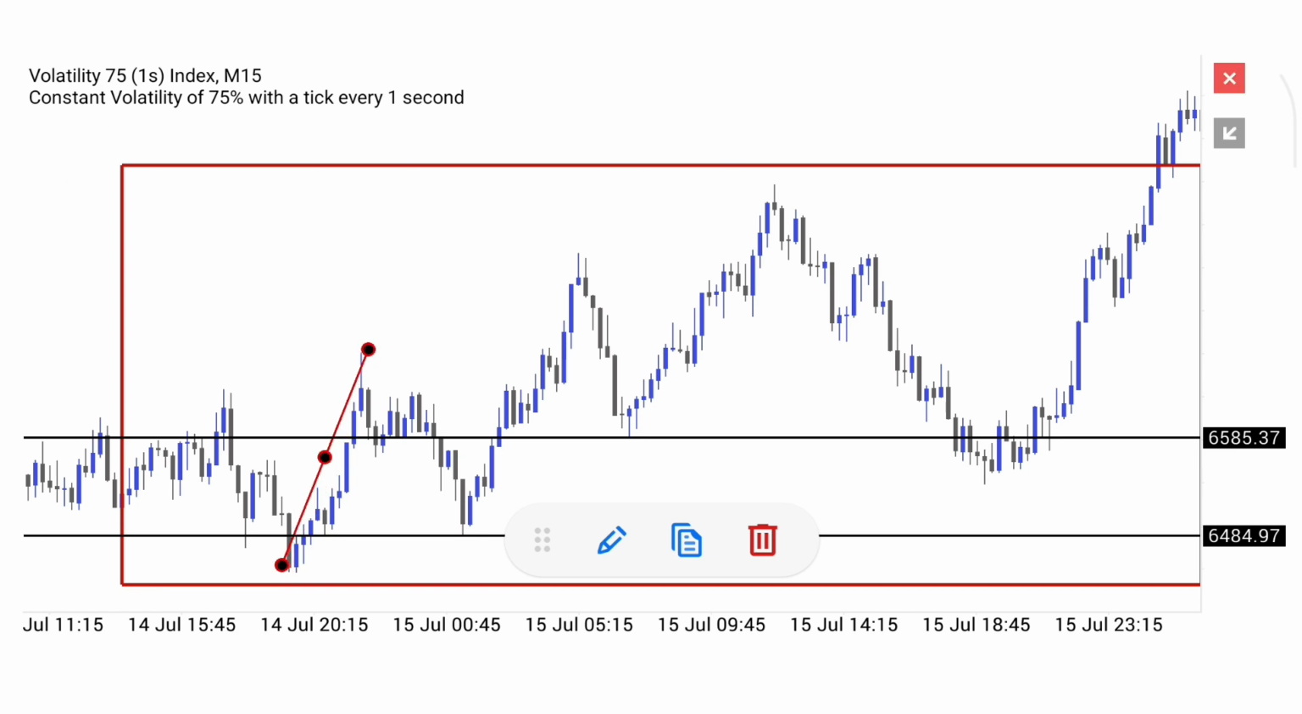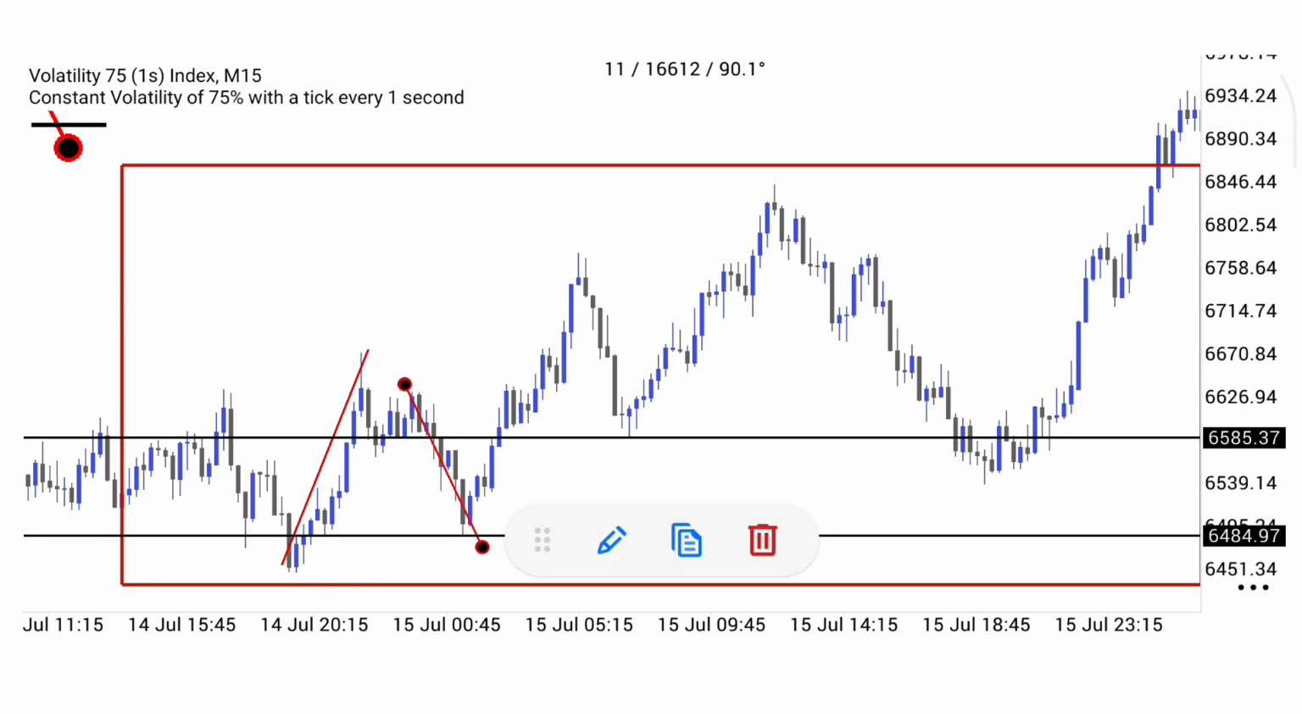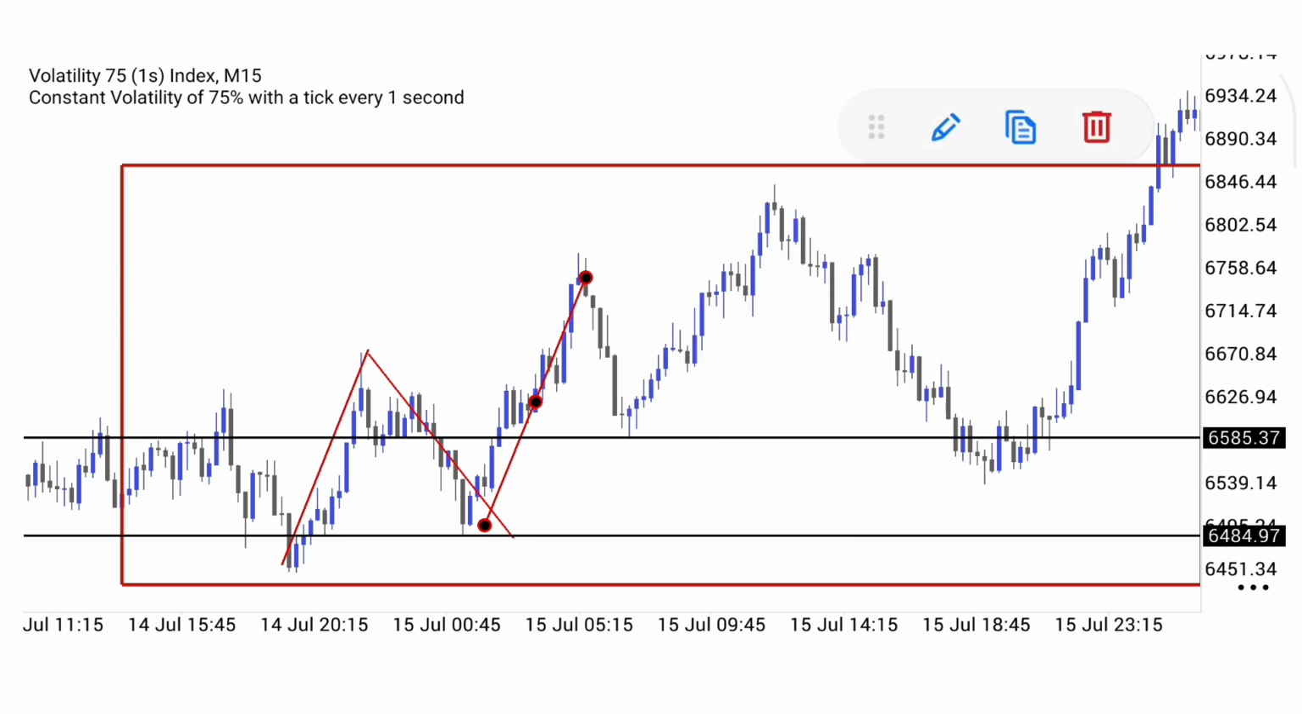Now I'm talking about the beginning of an uptrend. So that's the first line. This is the second, and here we have the third. Now let me make this look more artistic. I hope you enjoy my artwork.